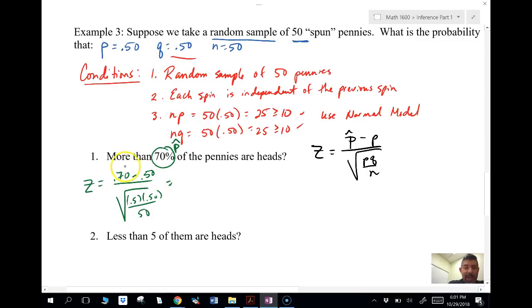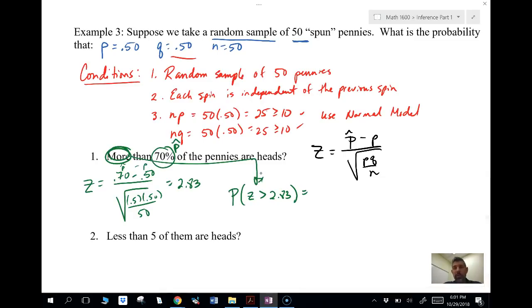Okay, so we have p hat minus p over the square root of pq over n, and that computes to 2.83. Then we want the probability that z is greater than 2.83. Right here, more than gives us the greater than symbol. You're going to want to find that on your z table or using technology of some sort.